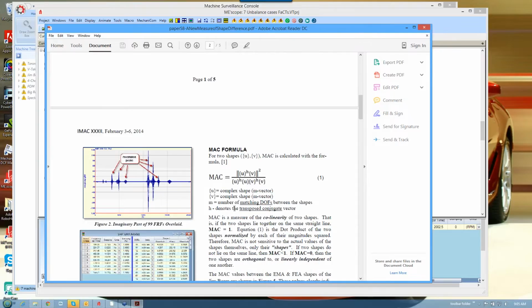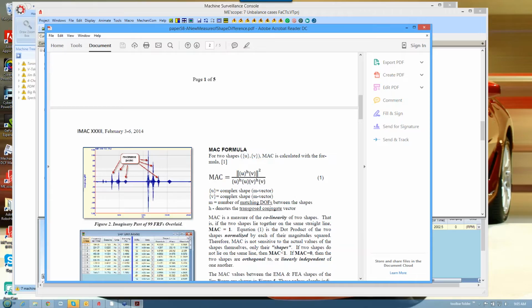So here's the MAC calculation right here, the Modal Assurance Criterion. And this is a little bit of math for those of you that don't understand. Let me explain it in simple terms. I have a complex shape U, another complex shape V. Now by complex we mean that it's got magnitude and phase, or real and imaginary parts. Machinery people are used to talking magnitude and phase. That's what an ODS has in it. Mode shapes also have magnitude and phase. So this can be applied to ODS data as well as mode shape data.